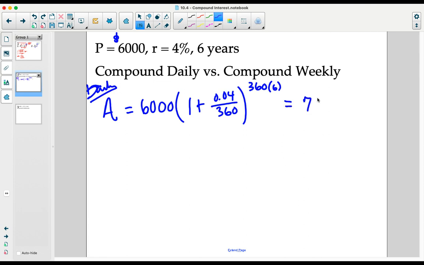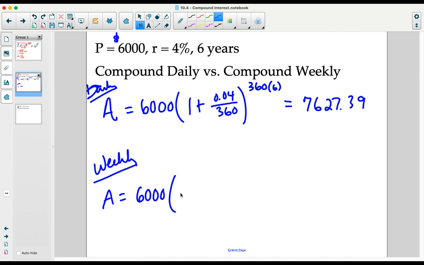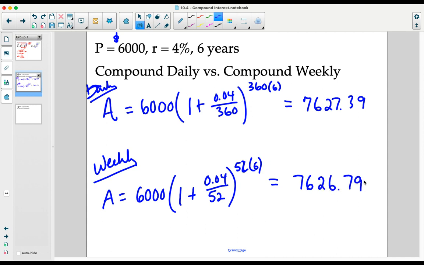Careful with your typing and your evaluation, and you can check me on this, but you should get 762739. Let's compare that to weekly compounding. Weekly compounding is going to look very similar, obviously with just the difference of the number of compounding periods. And in our power, we're now going to have 52 times 6 as the total number of compounding periods. That's less compounds than we had with daily compounding, which means we should expect our final amount to be less than the daily compounding amount, which it is. That's not an accident. That will happen no matter what.